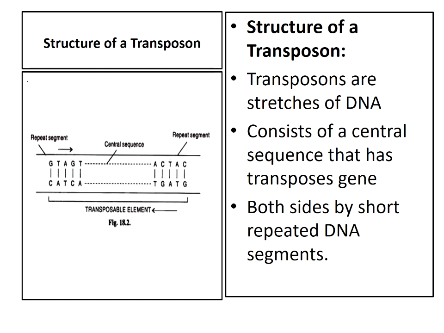This is flanked on both sides by short repeated DNA segments, and the repeated segments may be direct repeats or inverted repeats. These terminal repeats help in identifying the transposon.